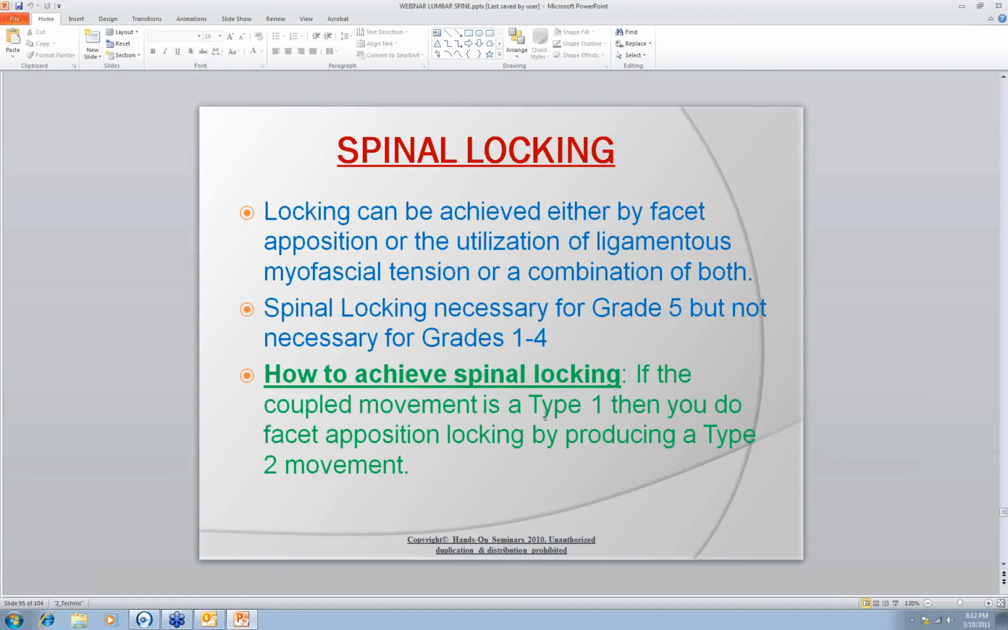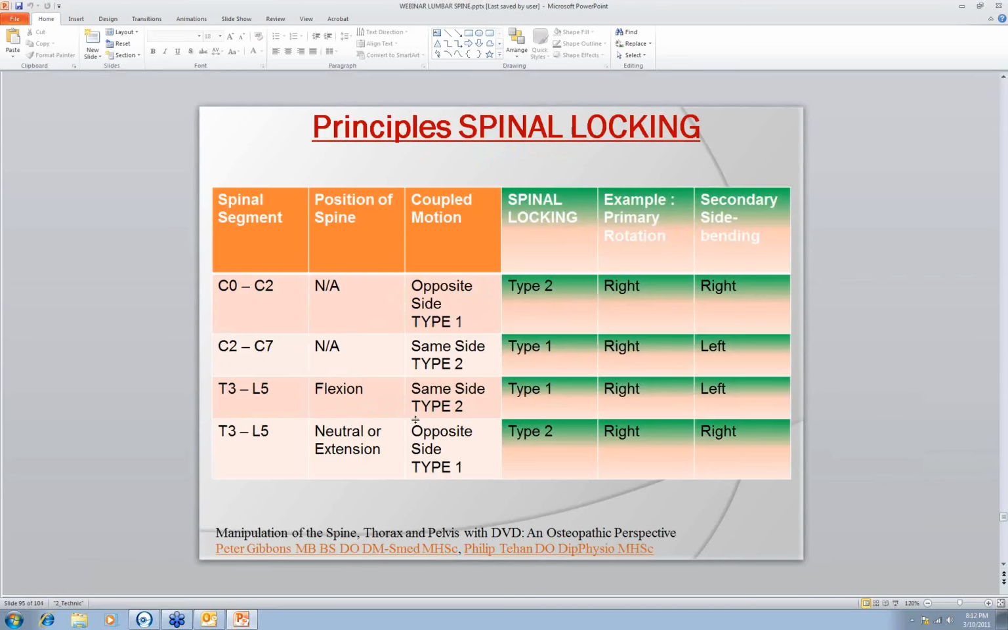If the coupled movement is a type 1 movement, then you do your facet apposition locking, your spinal locking, by producing a type 2 movement. I know you don't remember now what type 1 and type 2 is, but here we go. So here is how it works.